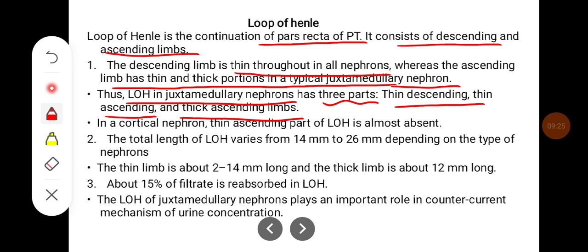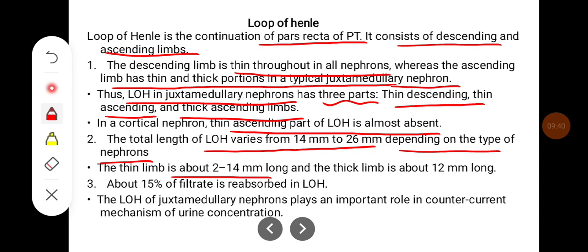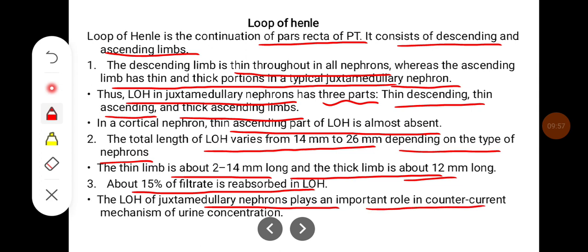In cortical nephrons, the thin ascending part of the loop of Henle is almost absent. The total length of the loop of Henle varies from 14 to 26 millimeters depending on the type of nephron. The thin limb is about 2 to 14 millimeters long, and the thick ascending limb is about 12 millimeters long. About 15% of the filtrate is reabsorbed in the loop of Henle. The loop of Henle of juxtamedullary nephrons plays an important role in the countercurrent mechanism of urine concentration.